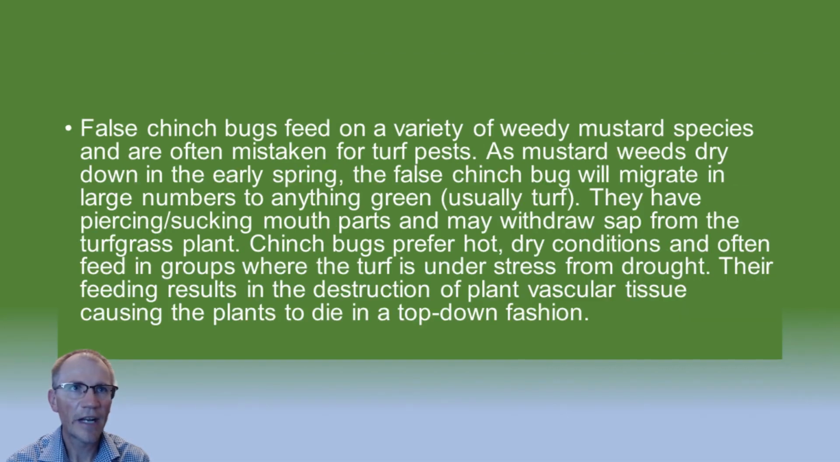False chinch bugs feed on a variety of weedy mustard species and are often mistaken for turf pests. As mustard weeds dry down in the early spring, the false chinch bug will migrate in large numbers to anything green, usually turf. They have piercing, sucking mouth parts and may withdraw sap from the turfgrass plant. Chinch bugs prefer hot, dry conditions and often feed in groups where the turf is under stress from drought. Their feeding results in the destruction of plant vascular tissue, causing the plants to die in a top-down fashion.